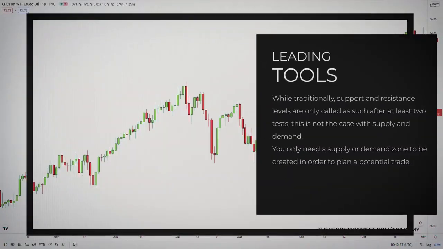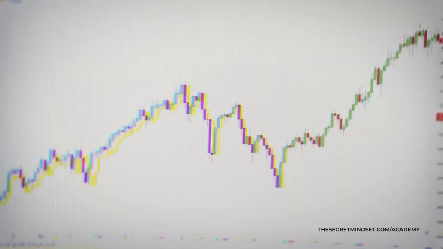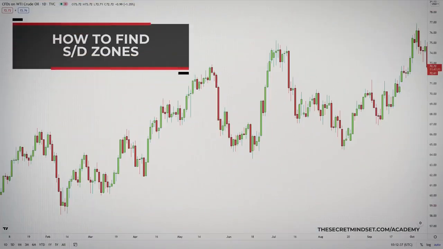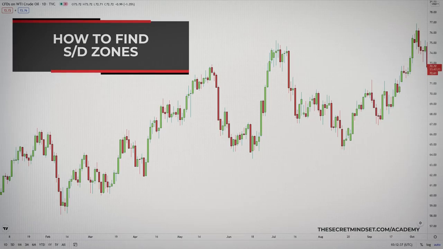I consider supply and demand as a leading indicator. While traditionally, support and resistance levels are only called as such after at least 2 tests, this is not the case with supply and demand. You only need a supply or demand zone to be created in order to plan a potential trade. So use the following steps to identify supply and demand.